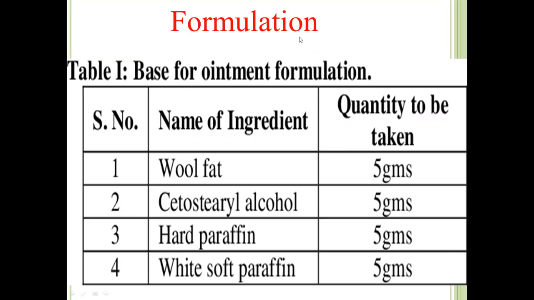So after their melting, the second two ingredients are added, that is the second step. Wool fat and the white soft paraffin are to be taken. They are mixed together, and after that mixed with the first preparation, that is the cetosteryl alcohol and the hard paraffin, and continuously stirred for proper mixing. After some time when it cools, you have to pack it into the suitable container. So in this way the formulation of ointment is done.